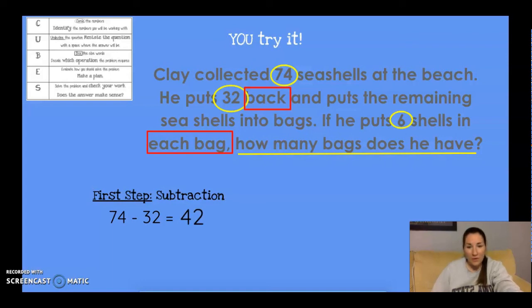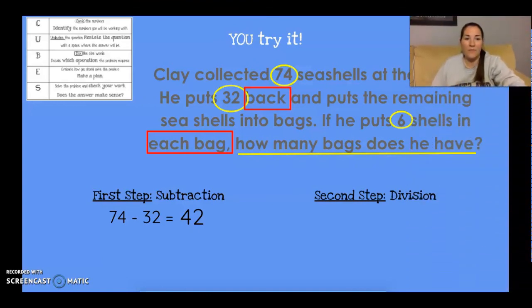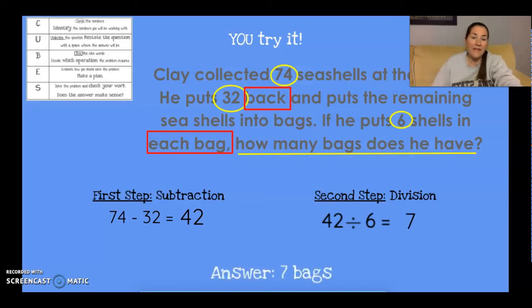Then, if he has the 42 shells and he's putting 6 shells in each bag, that he's dividing out, I'm figuring out how many bags that would be. So again, I'm going to divide with that one. And I'm going to take the 42 shells that he has with 6 shells in each bag. 42 divided by 6 is 7. So he's able to make 7 bags of shells.